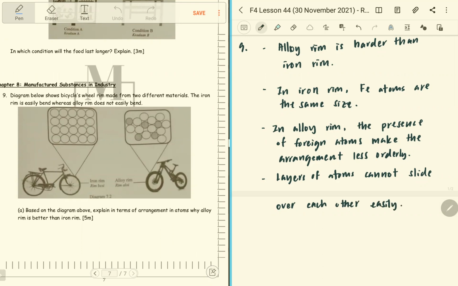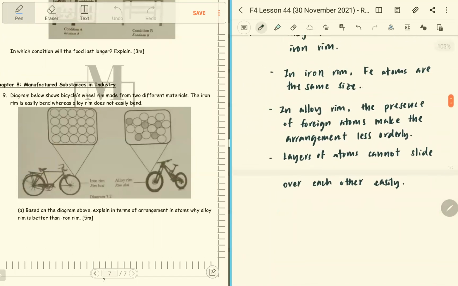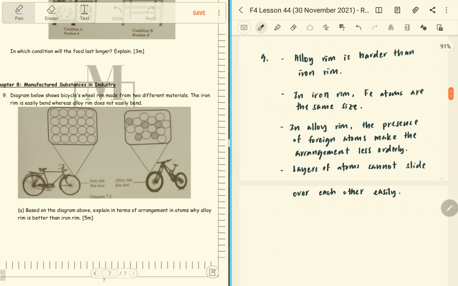So the whole purpose of an alloy is that you have different sizes, so now you don't have an orderly arrangement, and because of that, the layers of atoms cannot slide over each other, so it is harder. You're harder, or less malleable, or less ductile. It's just very simple. So whenever it comes to alloy questions, your answers are quite standard.